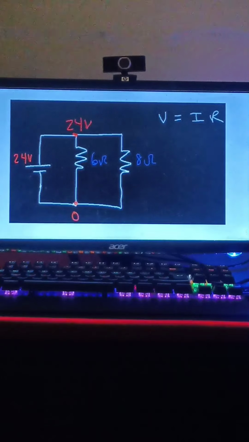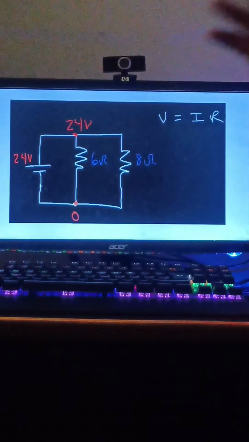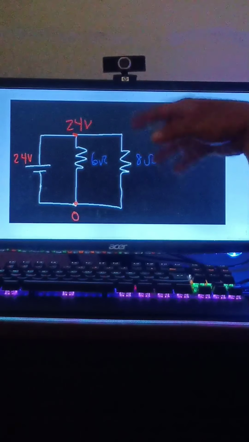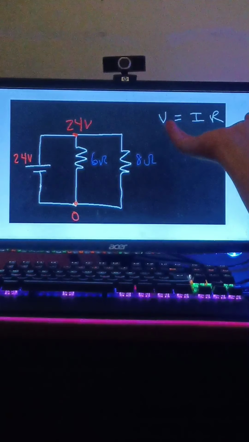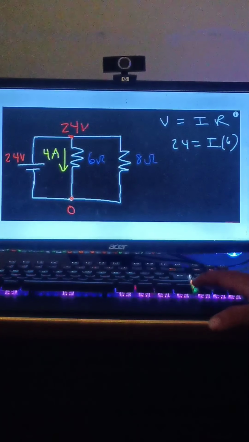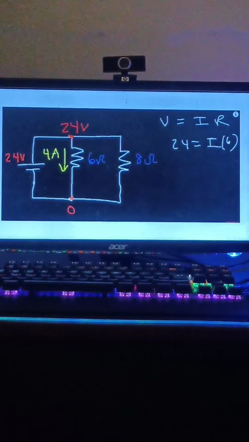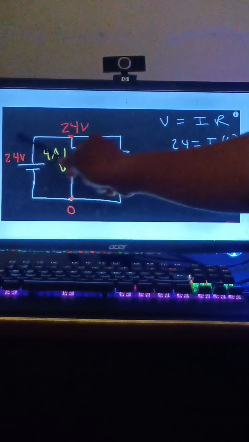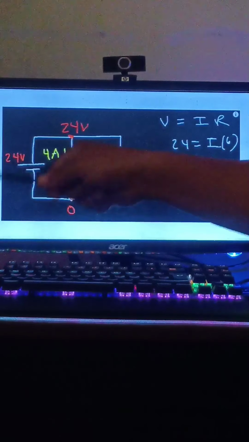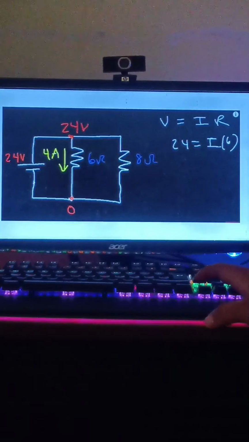So, if we have this given voltage and resistance, we will find the current using Ohm's law. So, V equals IR. Ohm's law to find the current: I equals V over R. So, 24 divided by 6. So, we get 4 amperes.